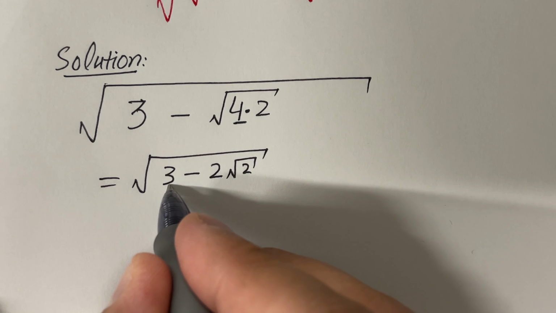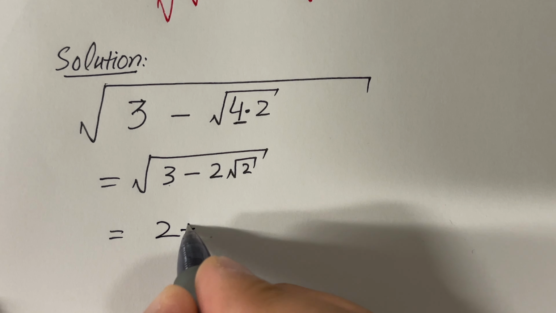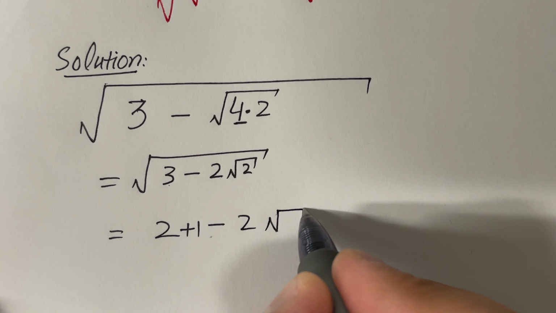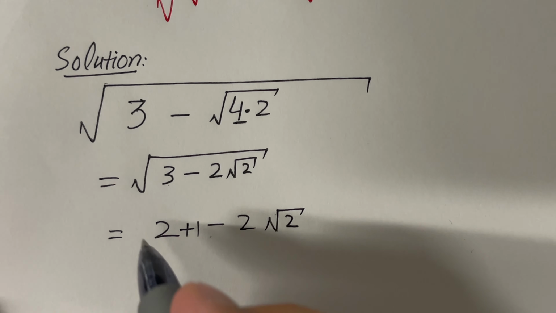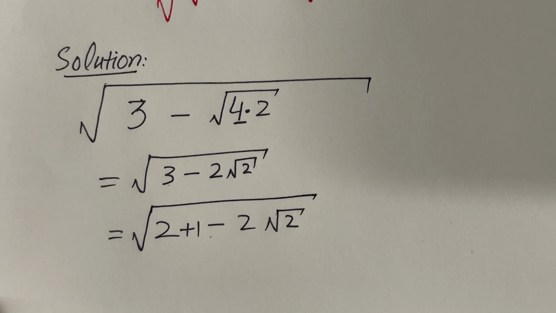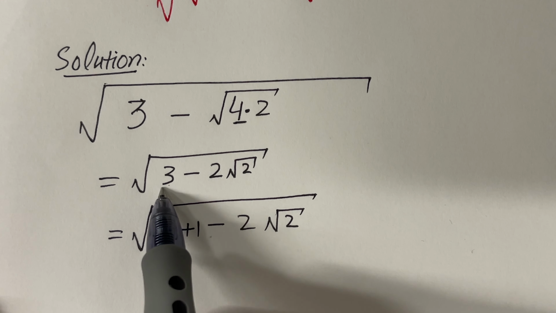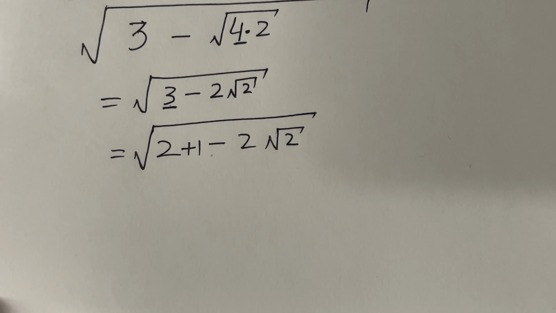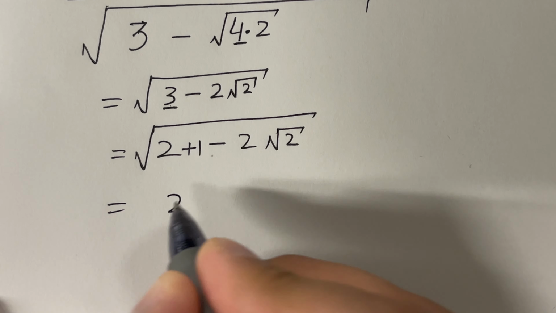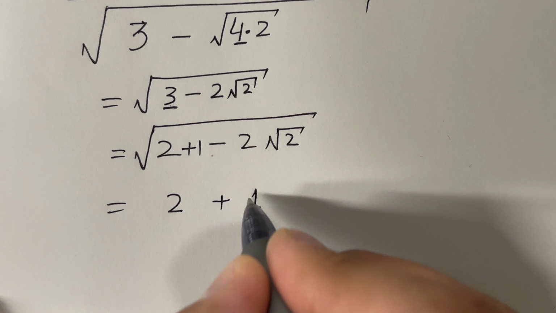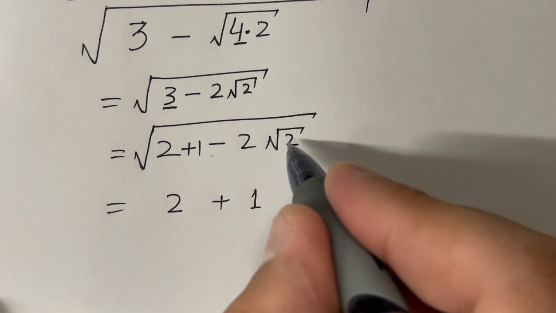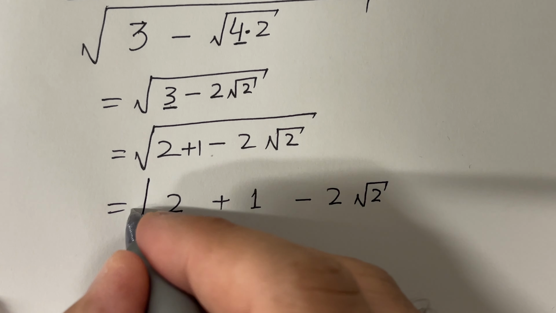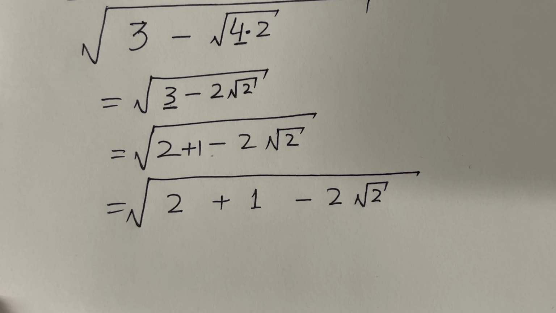Now I can write this 3 as 2 plus 1, then I have 2 square root of 2, right? And we have another square root on top of it. The only thing I have done so far in this step is that I have just converted this 3 as 2 plus 1. Now we have 2 plus 1 minus 2 square root of 2, right? And on top of all of them we have another square root.